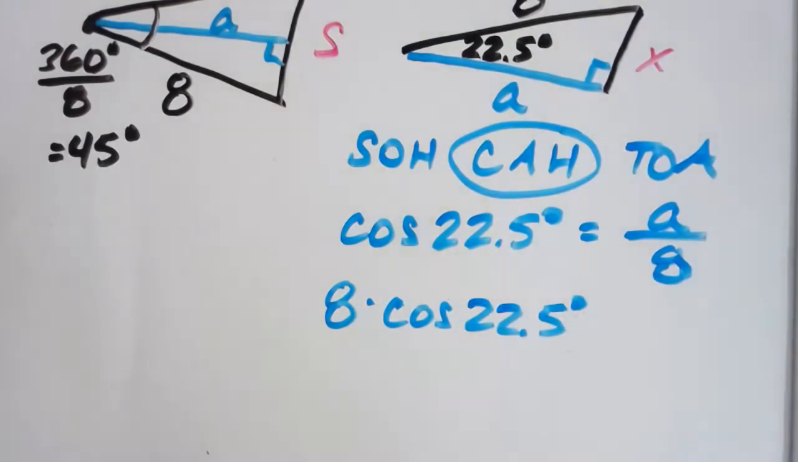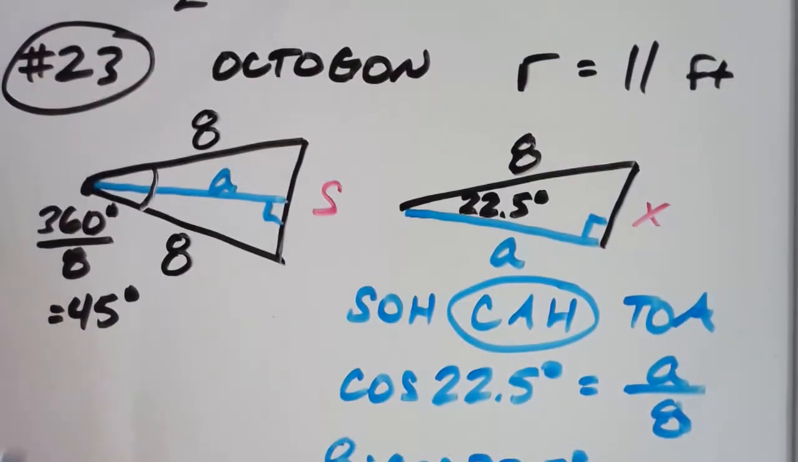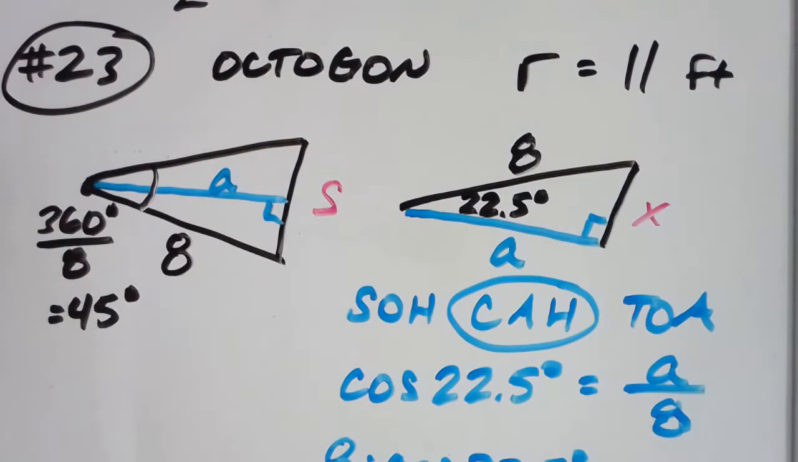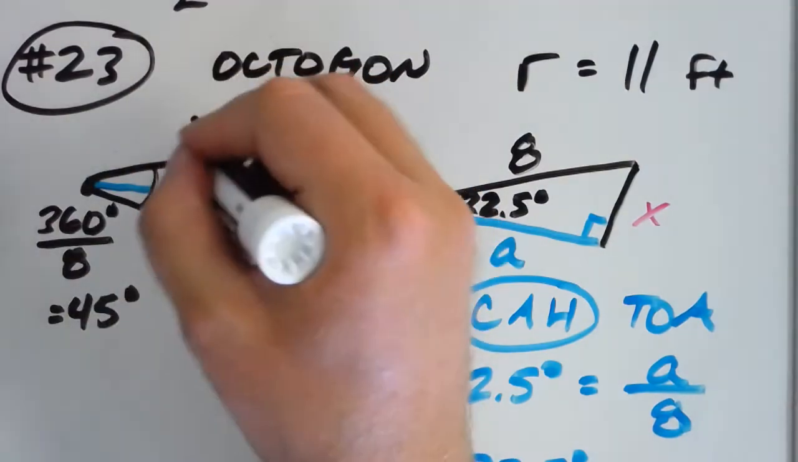Oh, I'm realizing right now that this whole time I've been putting in 8. The radius is 11. So if you were confused at any point, that's what happened. Let me correct that right now.